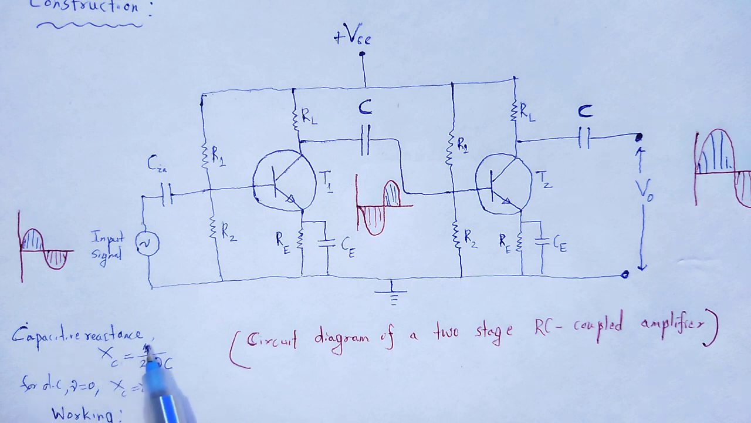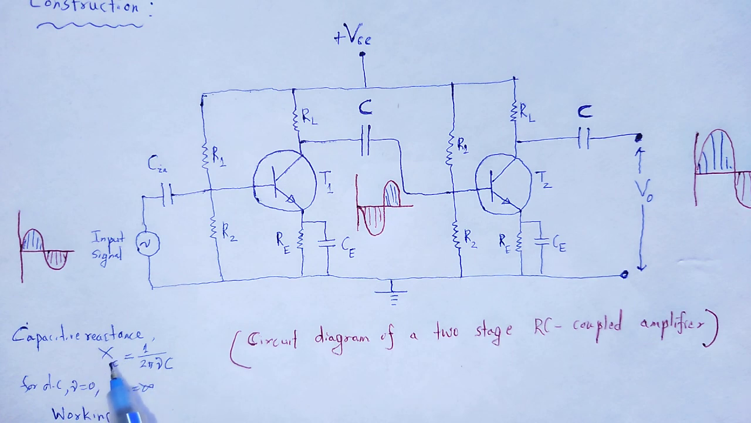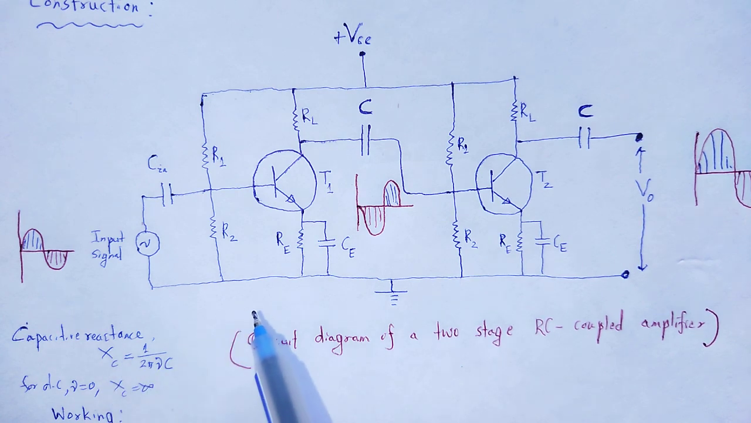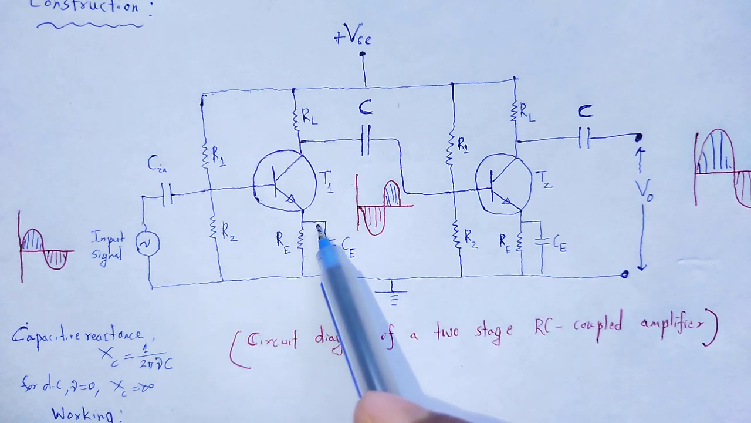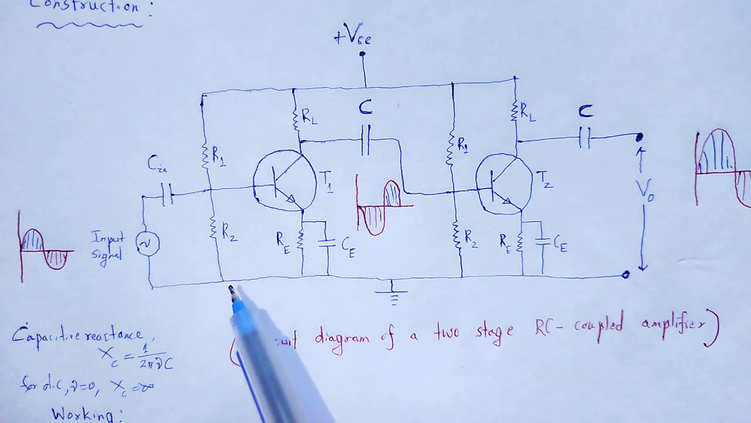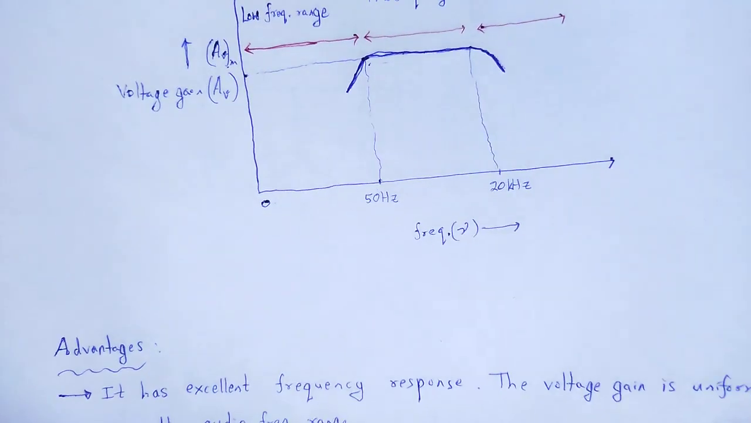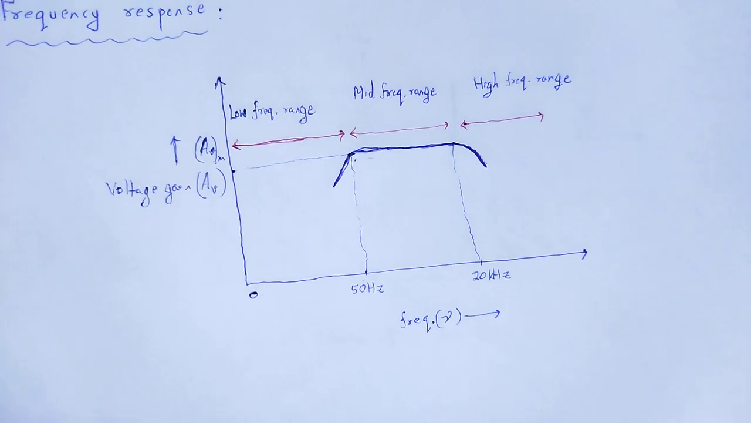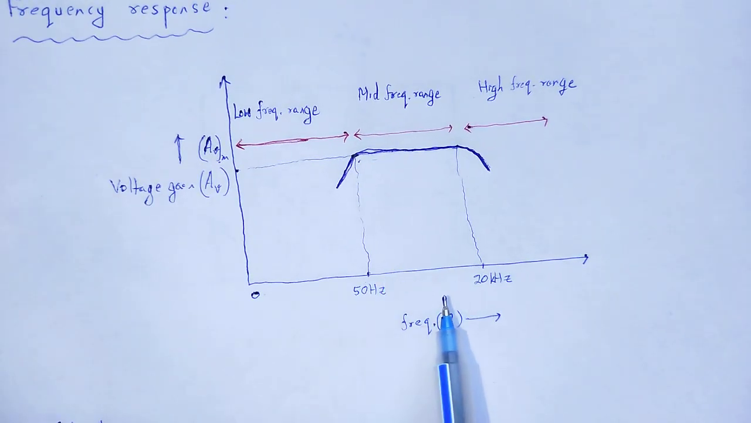capacitive reactance, 1 by 2 pi nu c. If the frequency is low, the capacitive reactance is too high, indicating a huge opposition towards DC, and ultimately the voltage gain is low. In this way, we show how voltage gain responds to frequency.